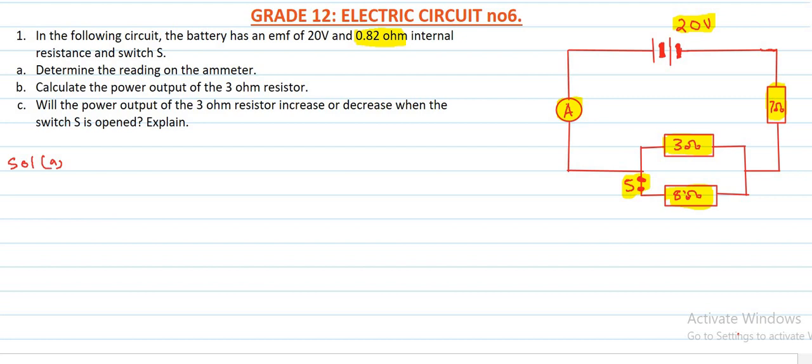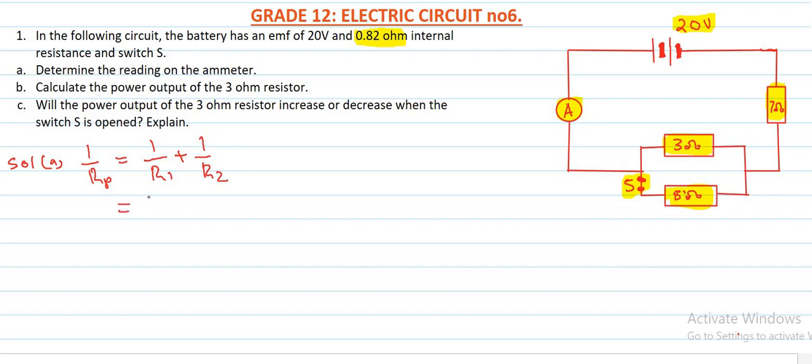It said determine the reading on the ammeter. For us to determine the reading on the ammeter gives us the total current that flows in the circuit. So we need the total resistance of the circuit. Since we see that we have 2 resistors that are connected in parallel, we need to start by calculating the parallel resistance first. This will be 1 over R parallel is given by 1 over R1 plus 1 over R2.